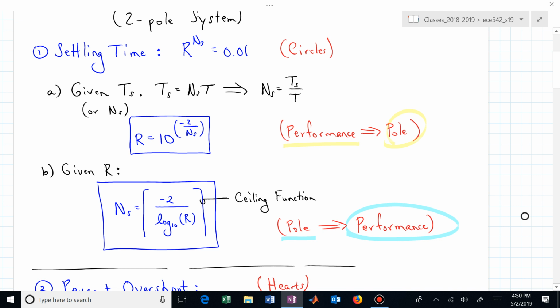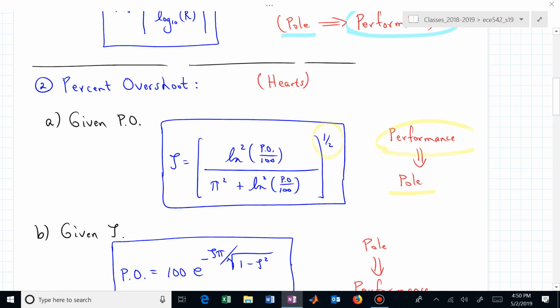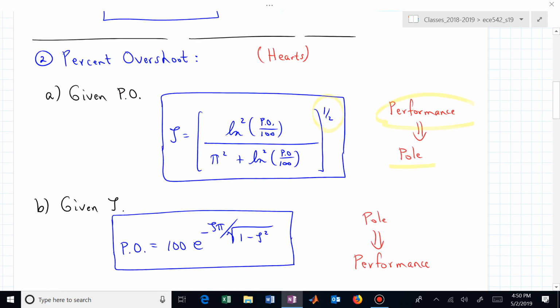And so that's what this performance implies pole or pole implies performance is meaning. If you're given a pole, how does it perform? If you're given a performance, what's its corresponding pole? Similarly for percent overshoot, given a PO, what's the zeta? What's the heart that I should be thinking about? What's this logarithmic spiral in the z-plane? Or given that I'm on a logarithmic spiral, what's the percent overshoot?